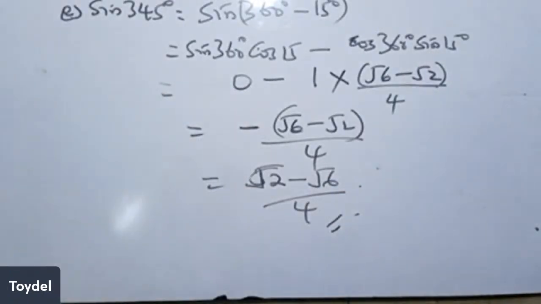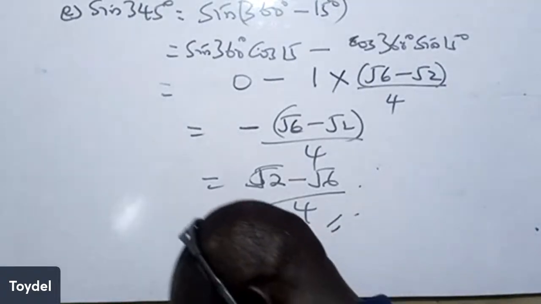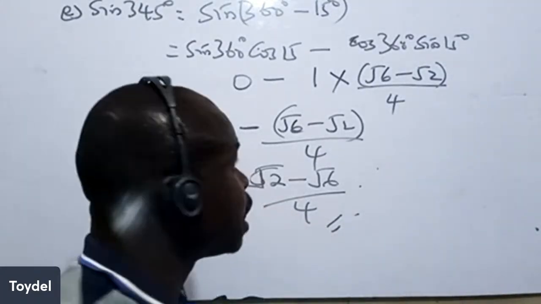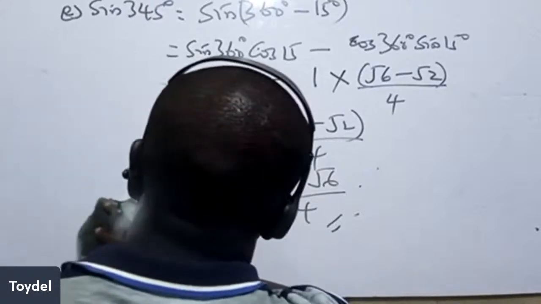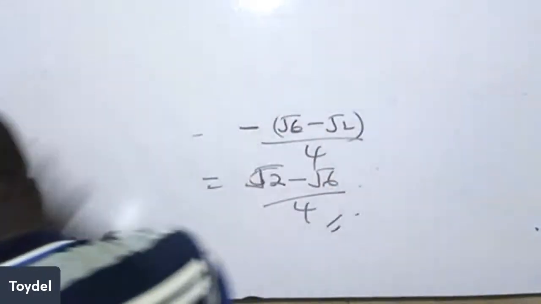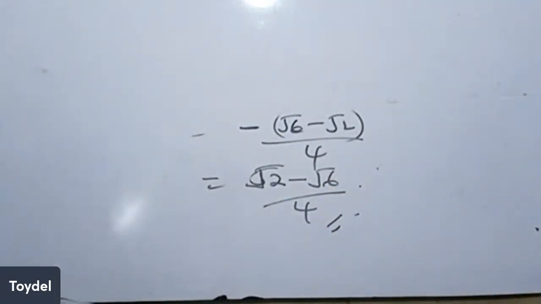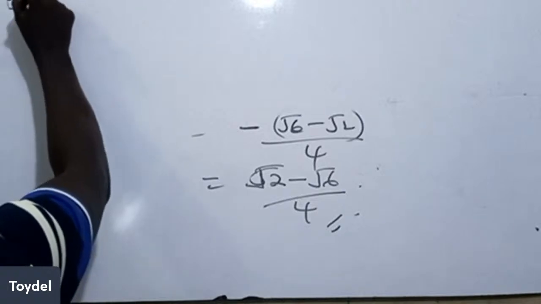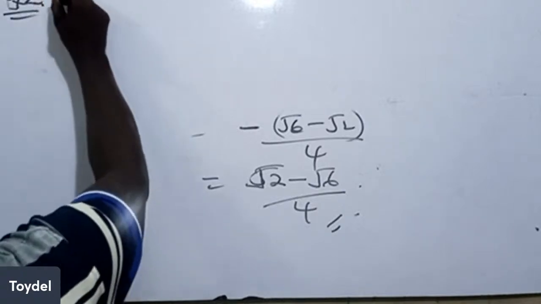So if you look at that properly, if you do it properly, that is what we are going to get. So we have been able to use the knowledge of addition formula to be able to solve the given example. So let's take one more example before we call it a day. So example 2. After this example 2, then we can close for today.